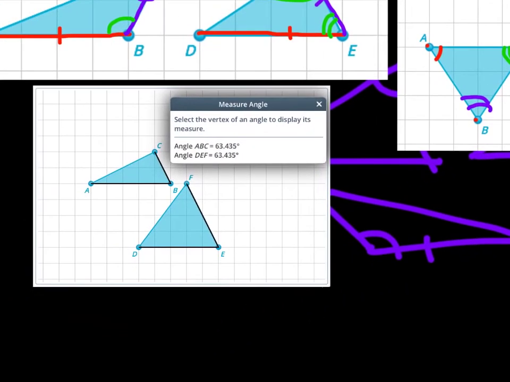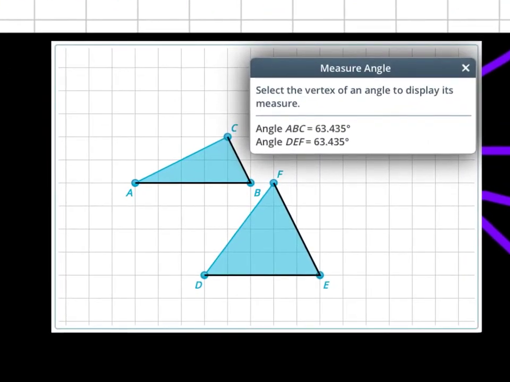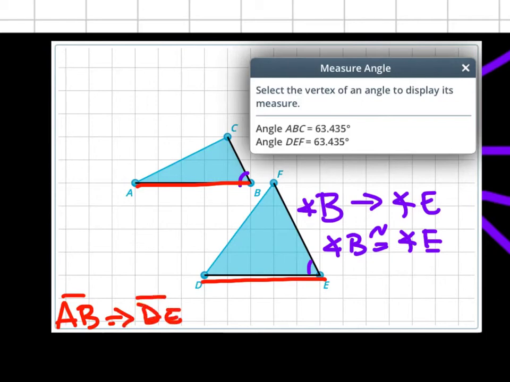One set of corresponding angles and one set of corresponding sides. Is this enough to prove congruency? So here is our corresponding angle. Angle B corresponds to angle E. Or we could say angle B is congruent to angle E. As well, we can also say that AB corresponds to DE. And therefore AB is congruent to DE.